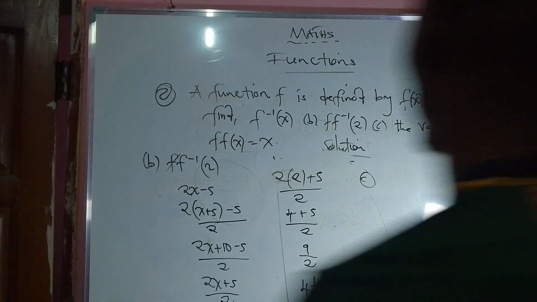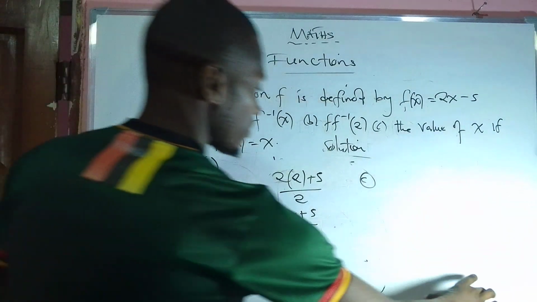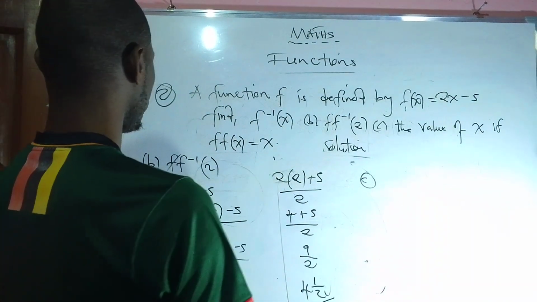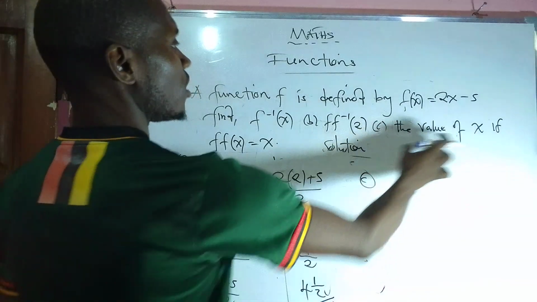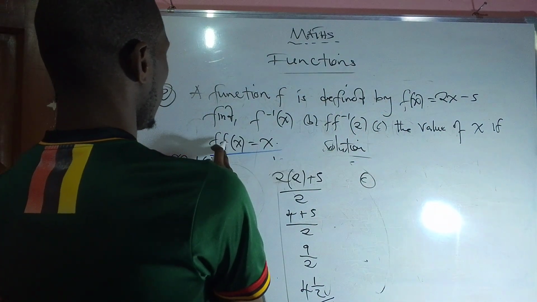Okay, so the light is not that clear. Hope you are seeing. The light is not that much. So number C now, we are saying the value of x if f of x is equal to x.